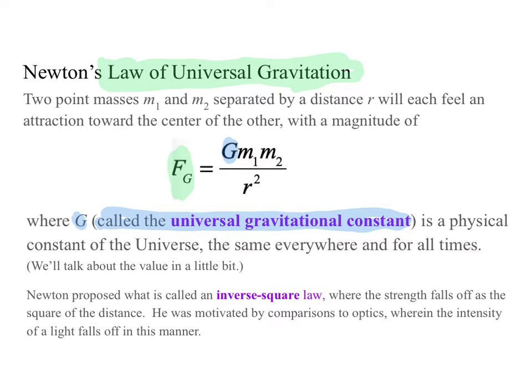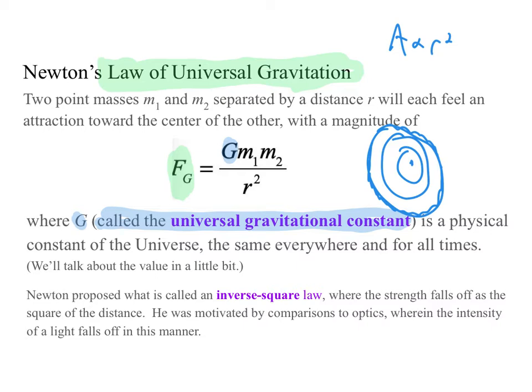He was motivated by comparison to optics, a thing that he invented, wherein the intensity of a light signal falls off as 1 over r squared. And he was arguing from the basic idea that there's some constant influence called gravity, and it spreads out in spheres, and so it's divided across the area of the sphere, and the area of a sphere grows as r squared. So he says the intensity must fall off as 1 over r squared because of the same amount of stuff over that area. That's the intensity.